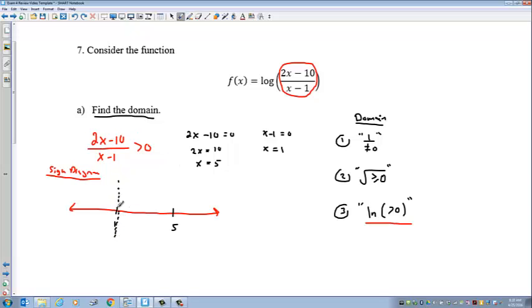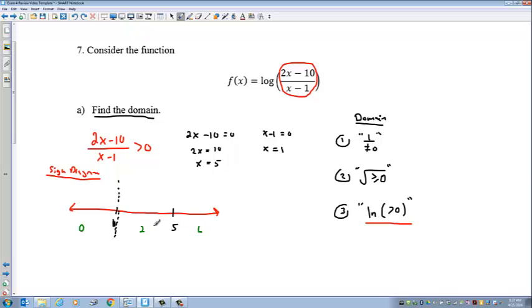So these are points where this expression can change in sign. And then you just test points to the left, to the right, and so on. So let's take some test points. I'll take a test point to the left, like 0, 2 is in between 1 and 5, and 6 is to the right of 5.